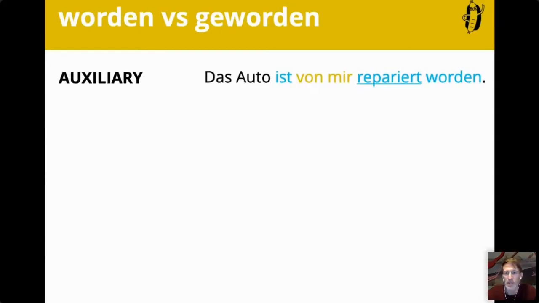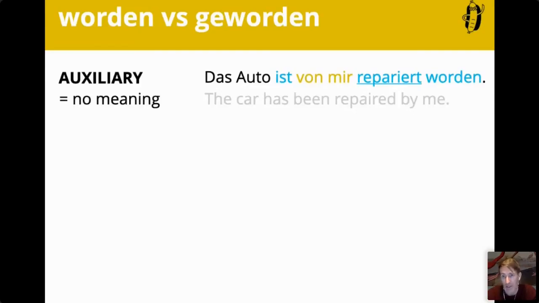"Das Auto ist von mir repariert worden." So, "worden" here, which basically is "werden", is only an auxiliary verb. And that means, and that's the translation, the main verb here is "reparieren", to repair. And that means it has absolutely no meaning. You cannot translate it with a meaningful word in English. Yeah? The English uses "has been", but "worden" doesn't really mean "has been". I know it's a bit tricky to get your head around this.